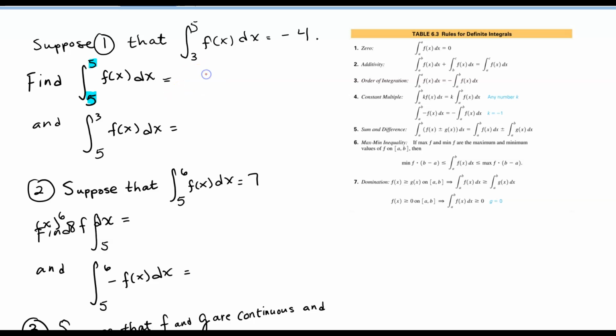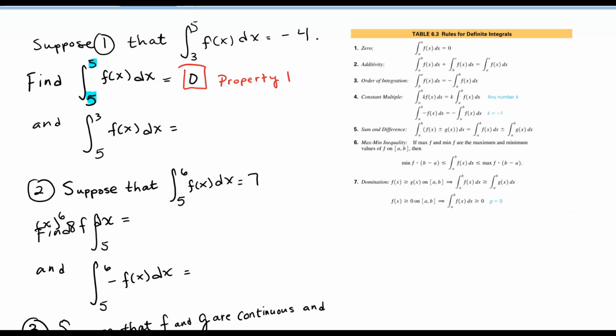All right, so the integral there is 0, and I'm going to write that this is by property number 1. All right, and then look at the next one. What about the integral from 5 to 3? Well, we were going from 3 to 5 earlier.